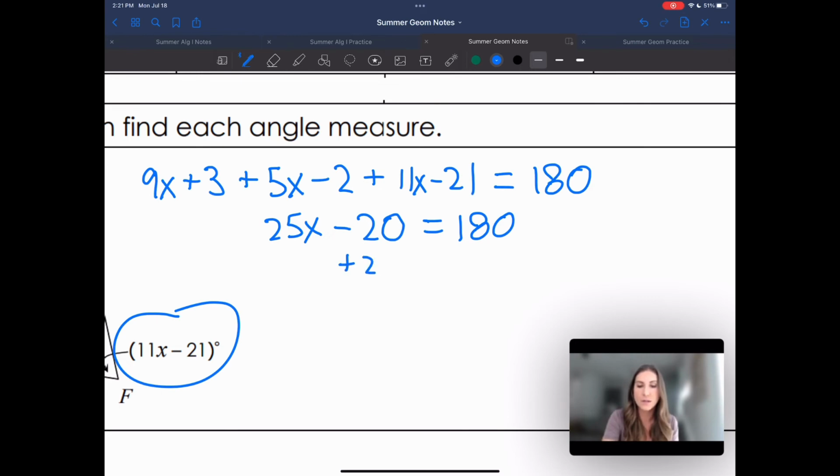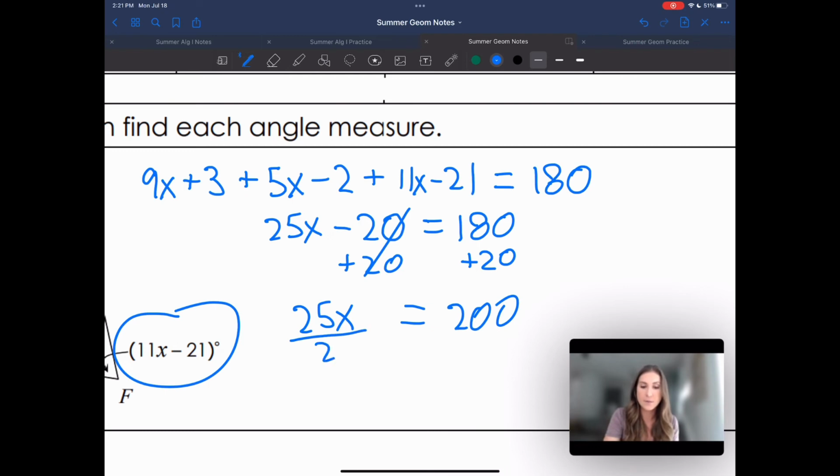Go ahead and add that 20 to both sides. We've done lots of solving at this point. You should be solid here. Bring down our 25x equals 200. Divide both sides by 25. Divide by 25. And we get x equals, what is that, 8? Yeah, okay.